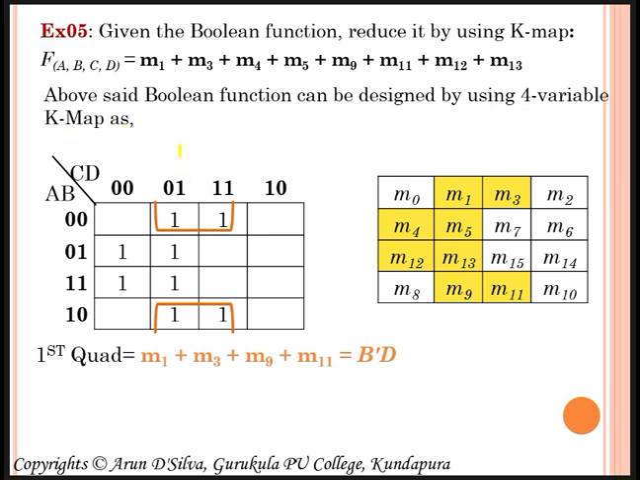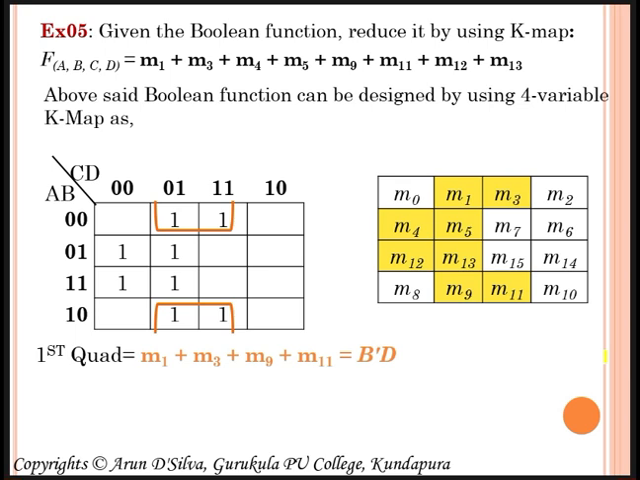Columns, when we see second and third column are involved in this quad. So CD value in the second column is 0 1, in the third column 1 1. That means C value here changes, 0 and 1 is there, but D value remains the same, that is 1. Therefore we have to take only D variable, so D. So altogether it becomes B dash D.